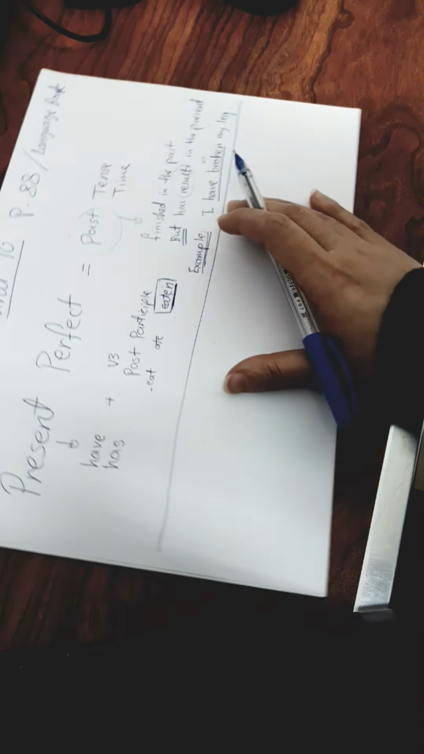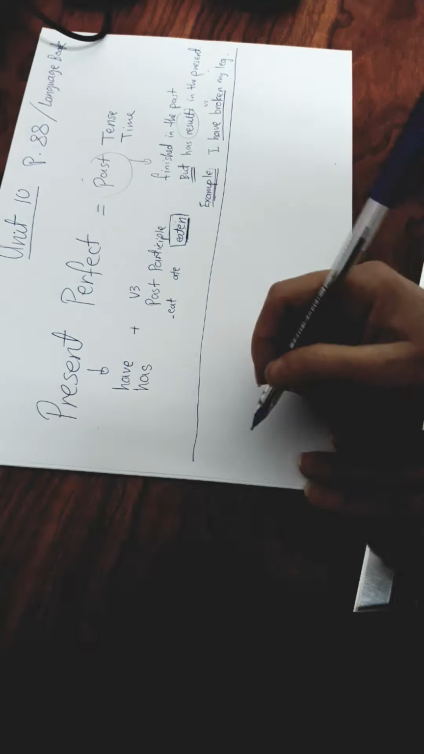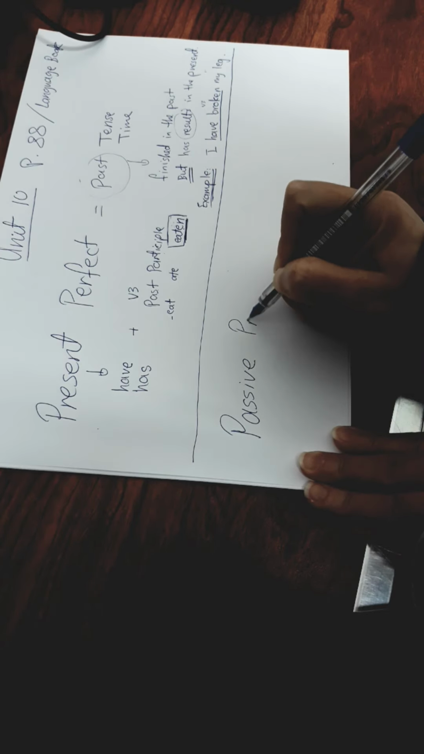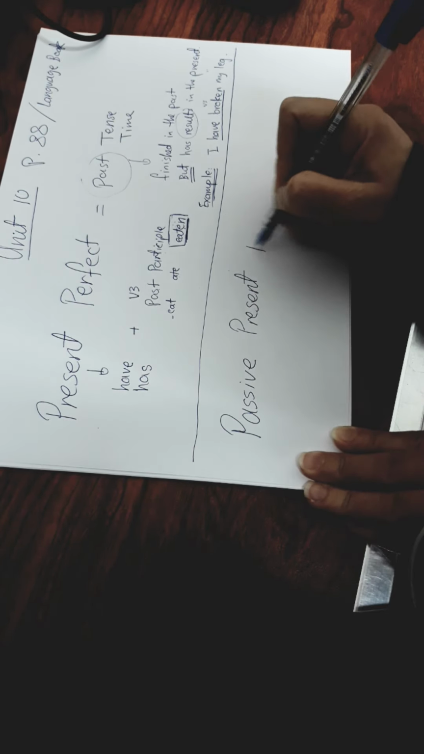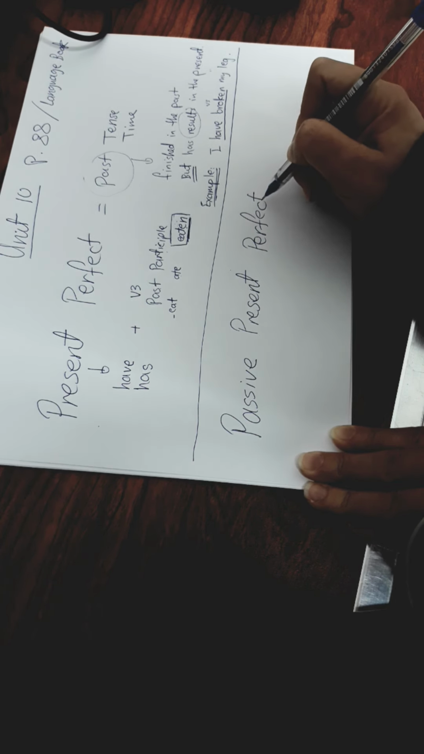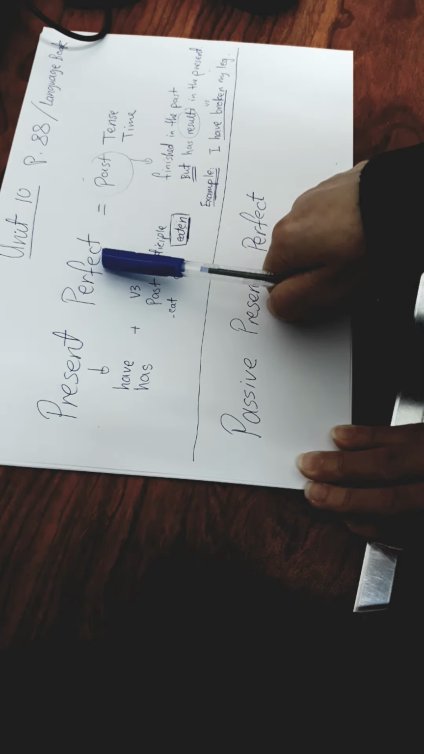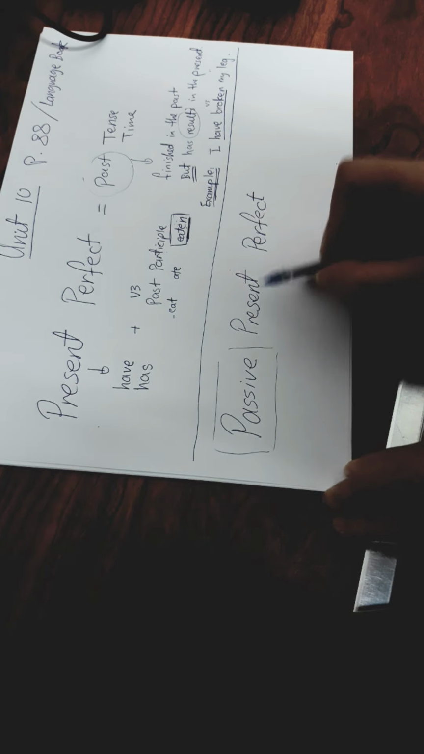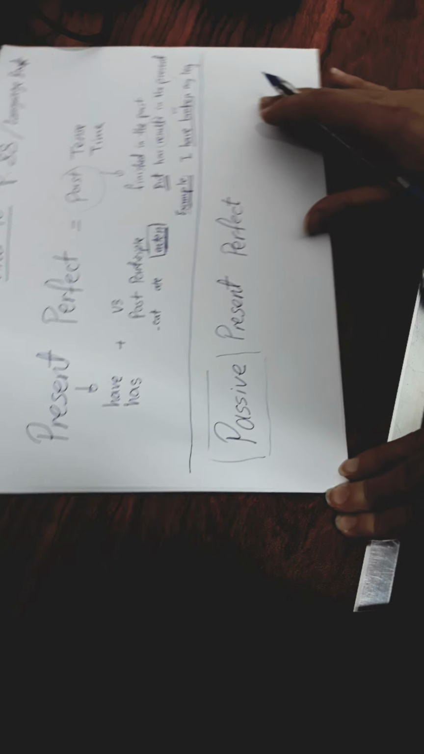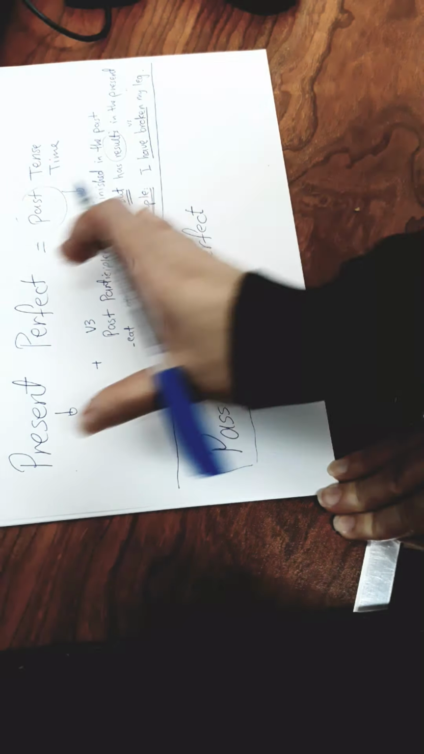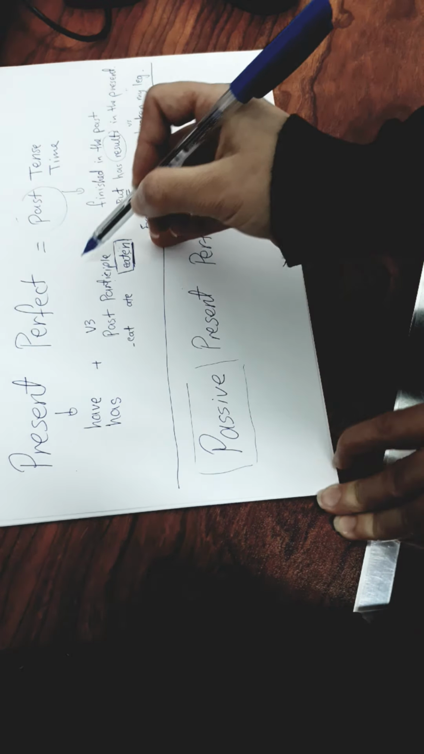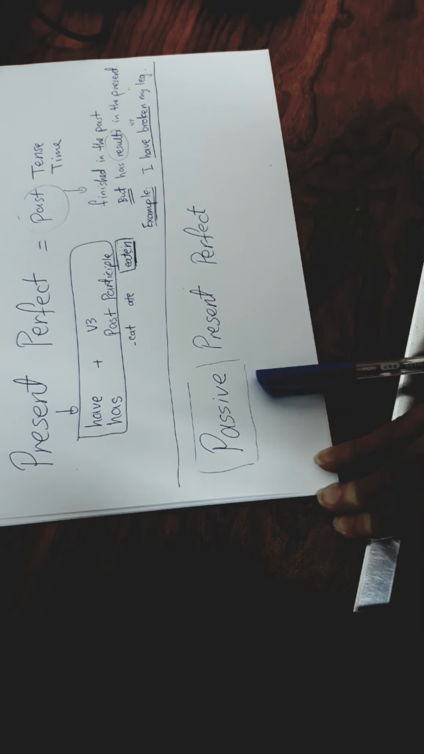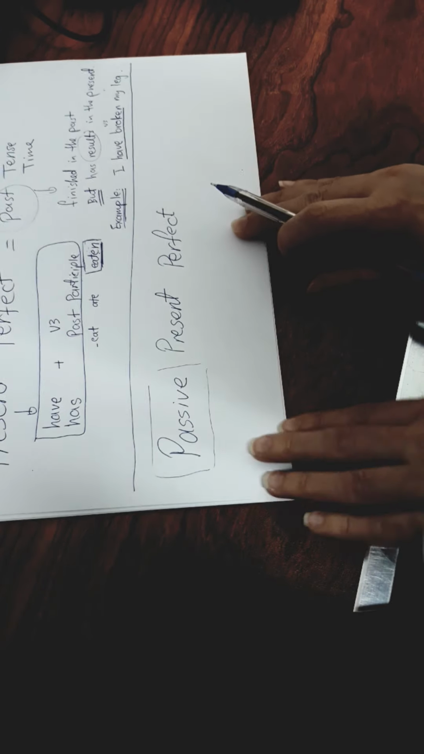Now let's go through something called passive present perfect. Now we have added passive. How can we form this? We know how to form the present perfect. It's exactly like this. But how do we form this one here? We form it by doing exactly this.